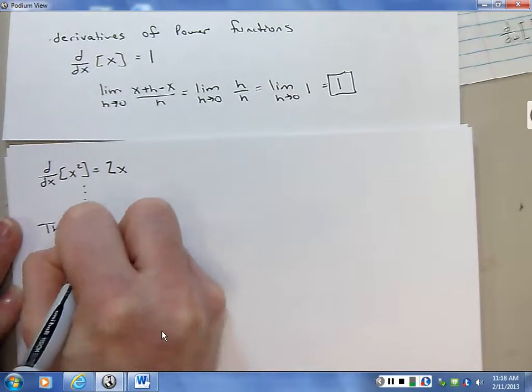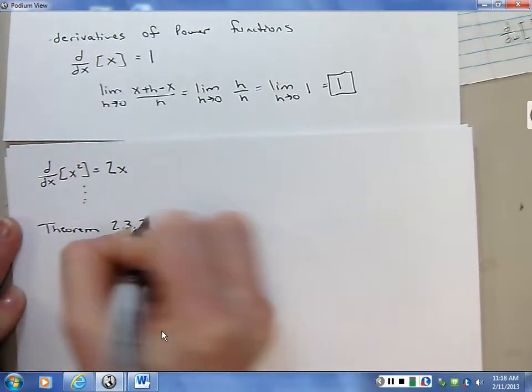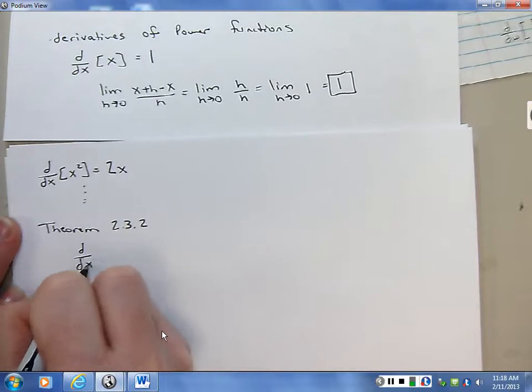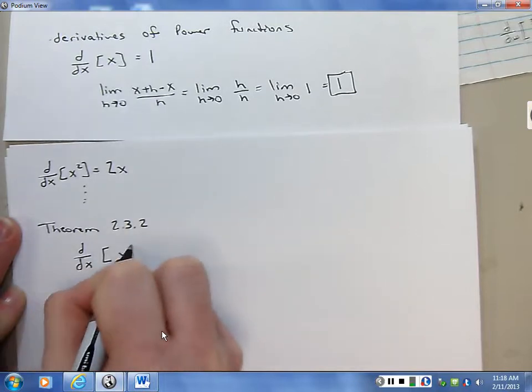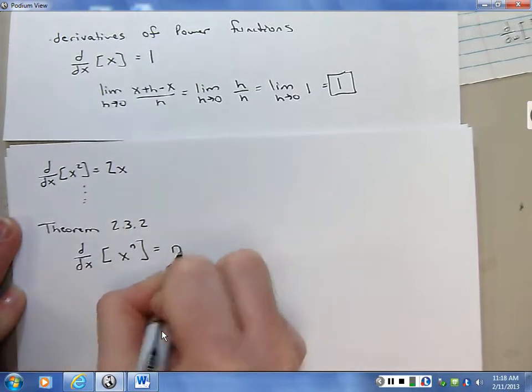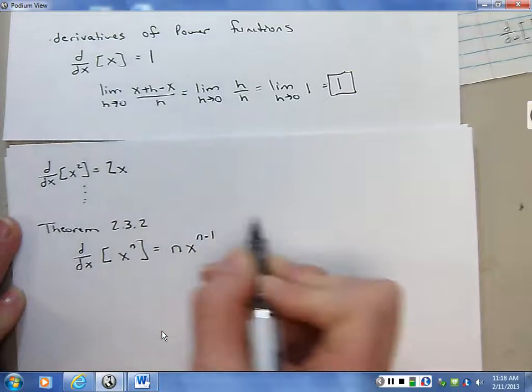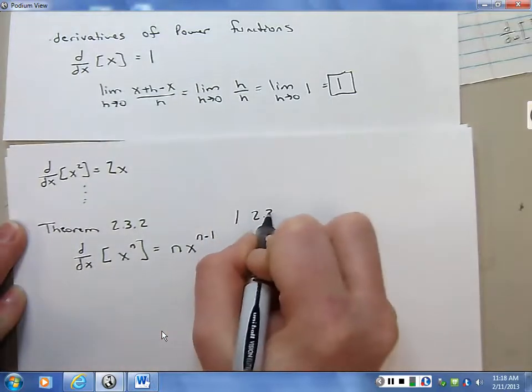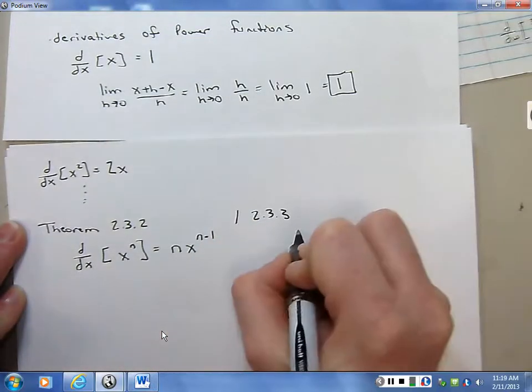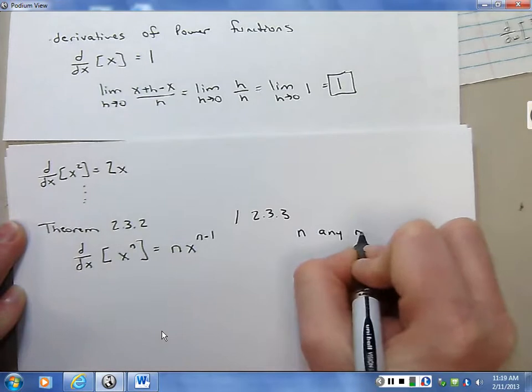Theorem 2.3.2 in your book states that the derivative with respect to x of x to the nth power is n x to the n minus 1. 2.3.3 extends n to be any real number.